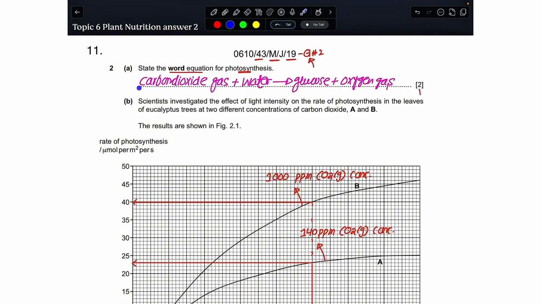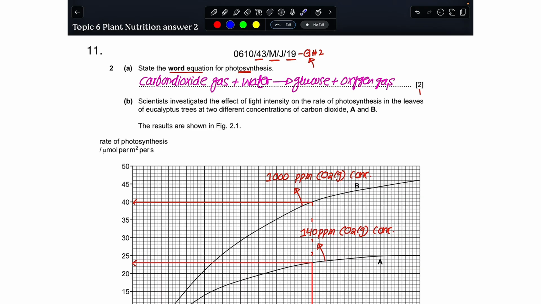that we require the carbon dioxide gas, it has to combine with the water. And as a result of that, we are required to be making glucose as one of the products of the photosynthesis and the oxygen gas as the other product of the photosynthesis.